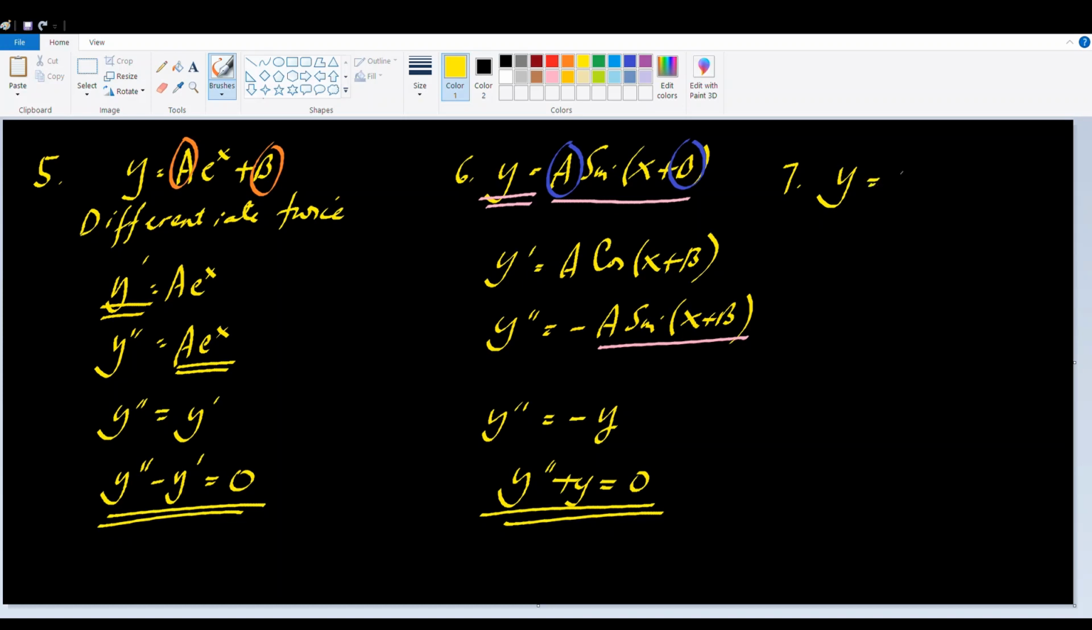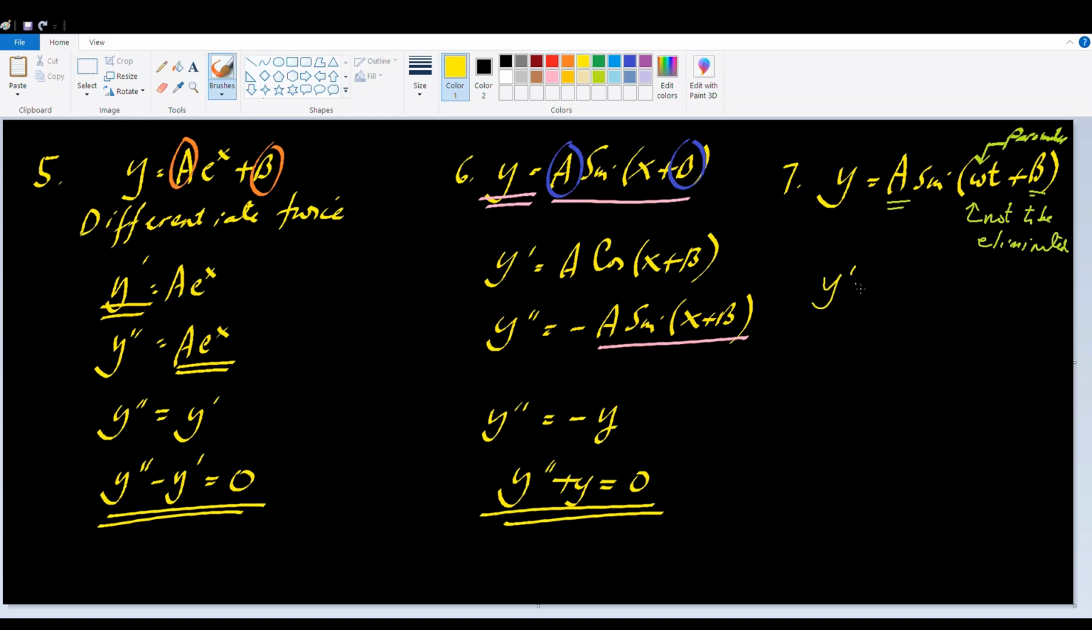For number 7, we have y equal to a sine of omega t plus b. Omega is a parameter and it is not to be eliminated. The parameter is not to be eliminated. It's only a and b that we have to get rid of. So again, there are two.